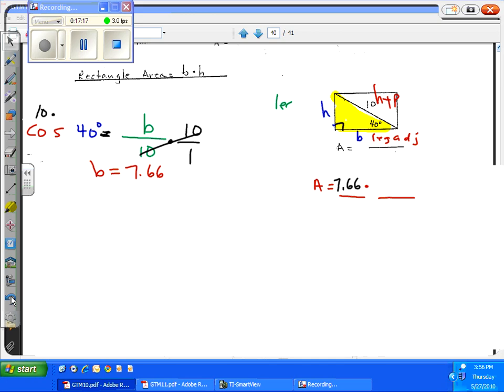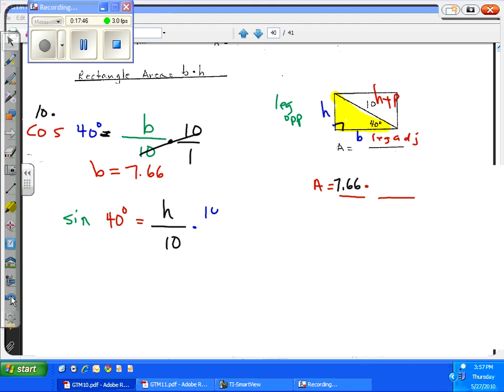When we look at the height, it's the leg opposite the 40. We'd write down our angle 40. Looking for h, we have leg opposite and hypotenuse. Leg opposite hypotenuse is sine. Sine says you put leg opposite over hypotenuse. So there's our trigonometric ratio.